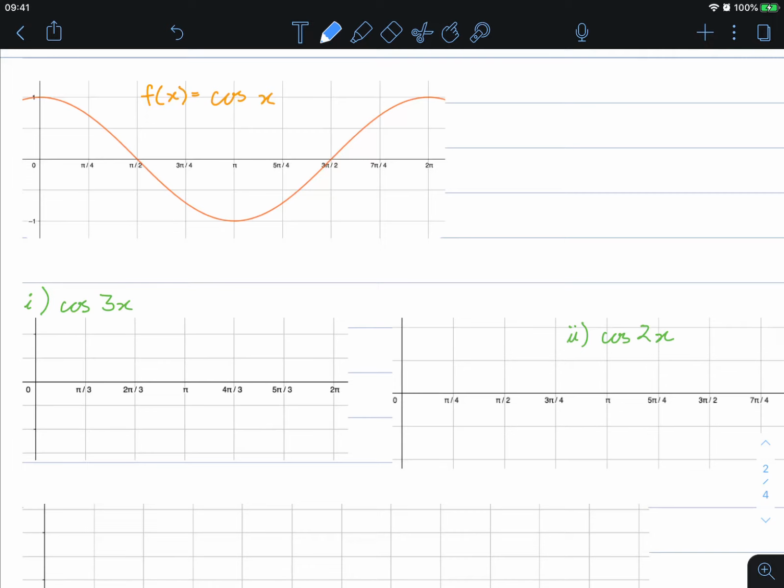So let's get straight to it. First, let's find the period of this function. Now remember, it's always going to be 2 pi divided by whatever that value is. So 2 pi divided by 3, well, that's 2 pi on 3. Meaning it's going to finish one cycle. So this cycle here is going to fit in one cycle here. So it's going to be a very tight graph.